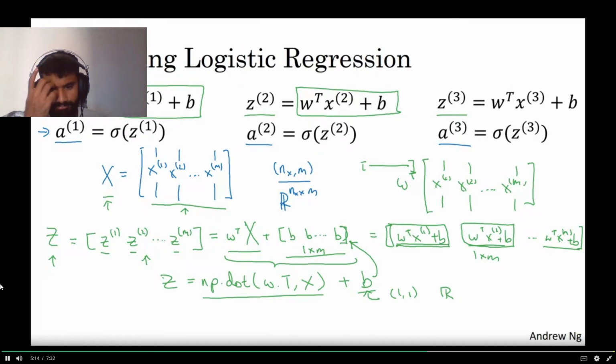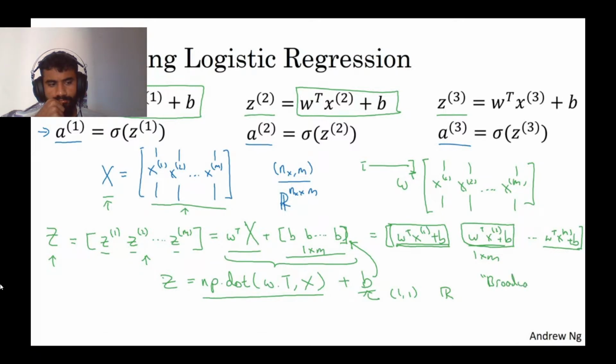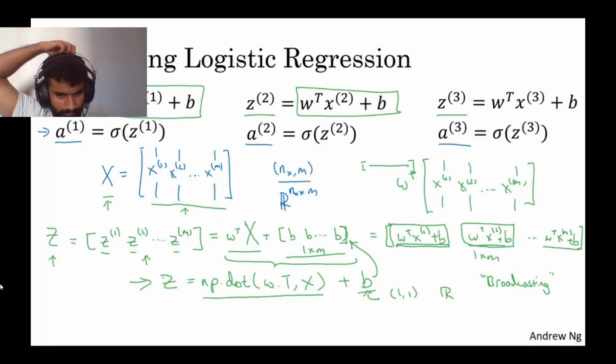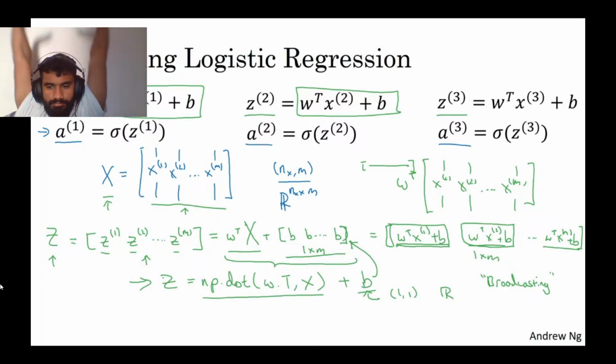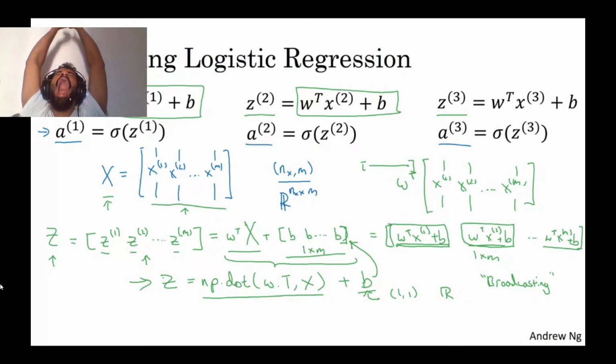So in case this operation seems a little bit mysterious, this is called broadcasting in Python, and you don't have to worry about it for now. We'll talk about it some more in the next video. But the takeaway is that with just one line of code, you can calculate capital Z, and capital Z is going to be a 1 by m matrix that contains all of the lowercase z's, lowercase z1 through lowercase zm.